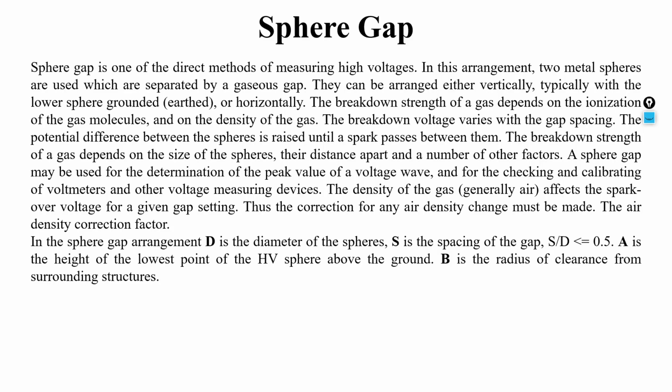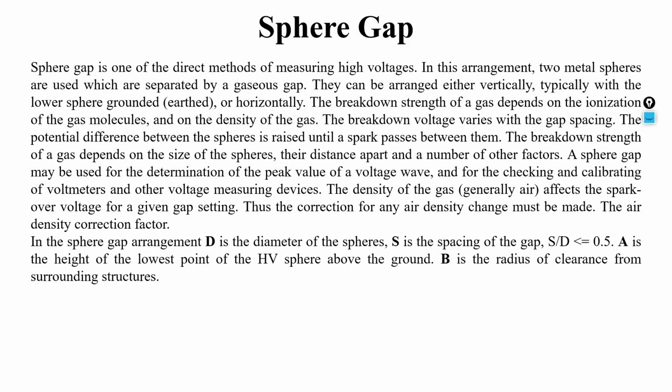The potential difference between the spheres is raised until a spark passes between them. The breakdown strength of a gas depends on the size of the spheres, their distance apart, and a number of other factors. A sphere gap may be used for the determination of peak values of a voltage wave and for the checking and calibration of voltmeters and other voltage measuring devices. The density of the gas, generally air, affects the spark-over voltage for a given gap setting. Thus, the correction of air density change must be made. The air density correction factor must be used.